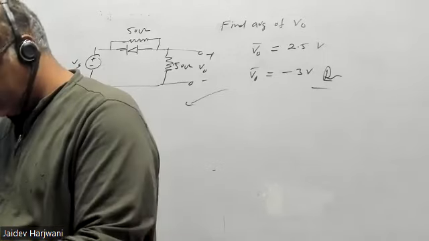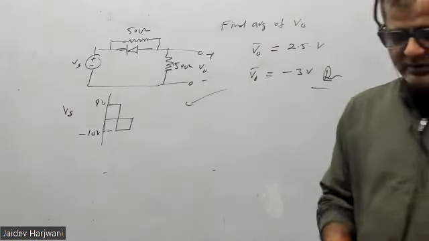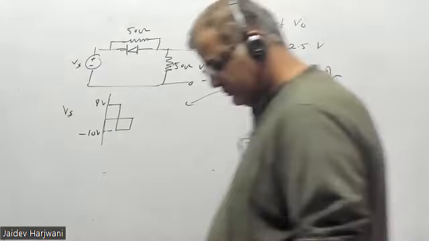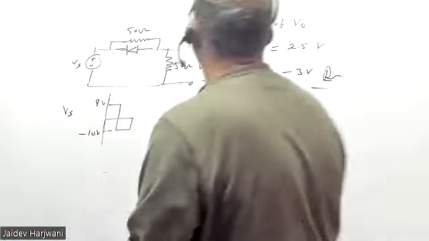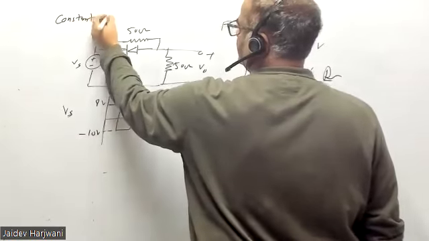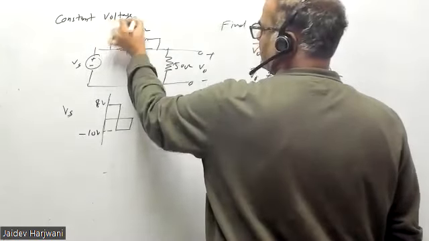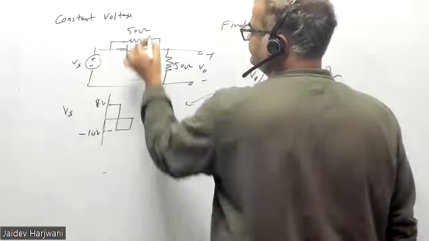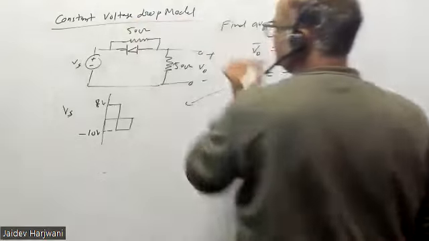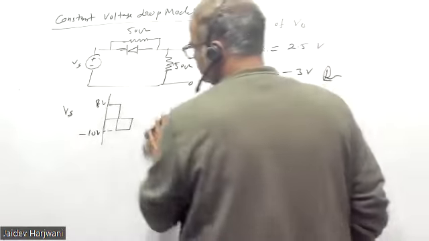So let us do now the next model: constant voltage drop. Sir, below it is written 8 volt. This is 8 and this is minus 10. Clear? Constant voltage drop model. Now what is the constant voltage drop model?